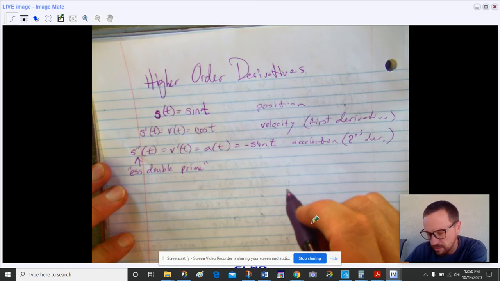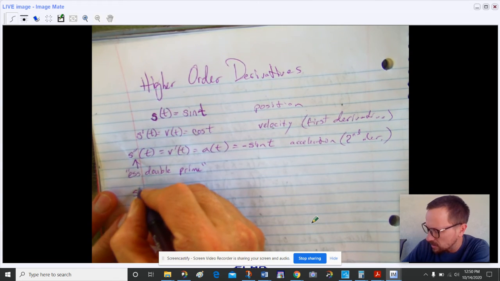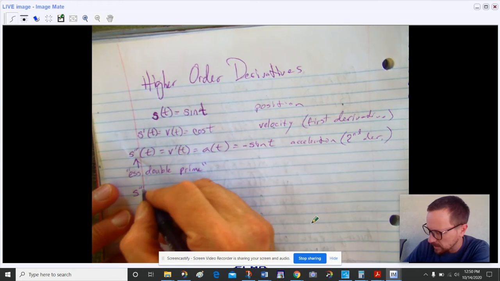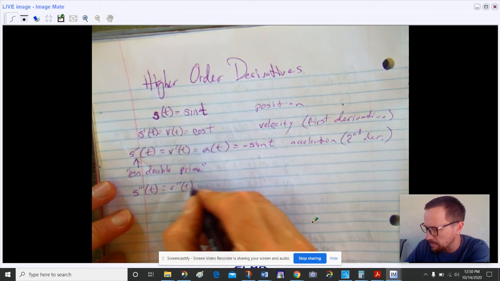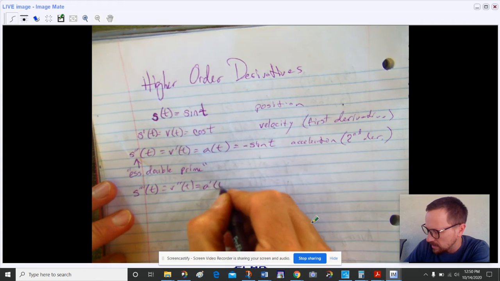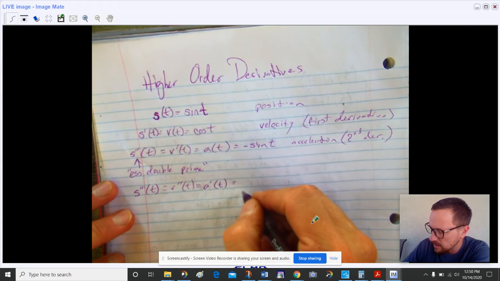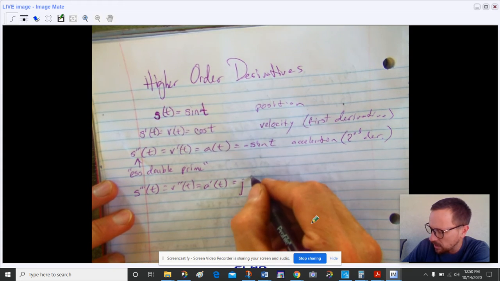Now we could also do a third derivative, s triple prime of t, which would be v double prime of t, which would be a prime of t. That is what we call the jerk.